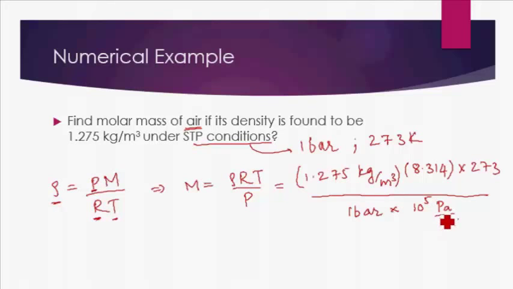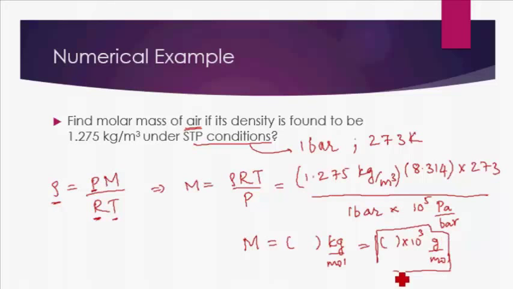So you solve these values, you multiply these numbers, divide them by 10 to the power 5, you will get the molar mass of your air. And the molar mass which you will get will be in SI unit, hence it will be in kilogram per mole. So you will have to convert it into gram per mole by multiplying it with 1000, because molar mass is usually reported in gram per mole. So this is how you solve such questions.